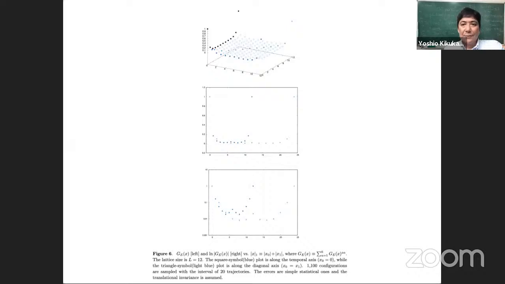So let me show some numerical results. I'm very sorry, but the figure is very small. This is the value of the two-point correlation function of the bosonic spin variables, the Spin(6) vector spin variables. This is the usual scale, and this is a log scale. You can see that even on the log scale it decays very fast, so the two-point correlation is actually very short-lived.